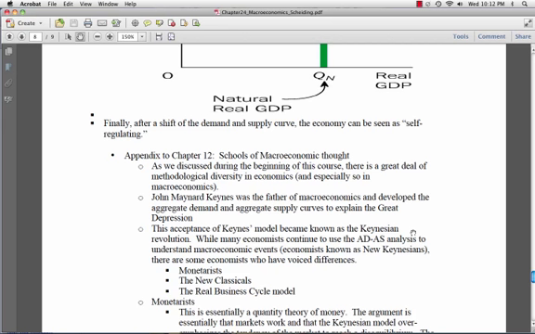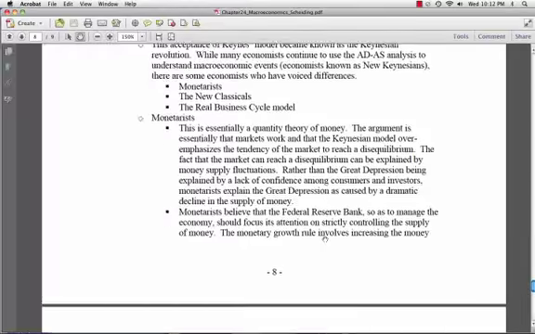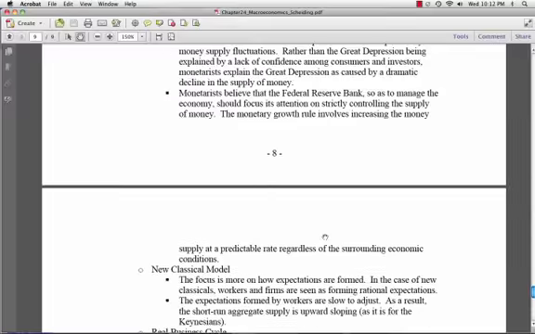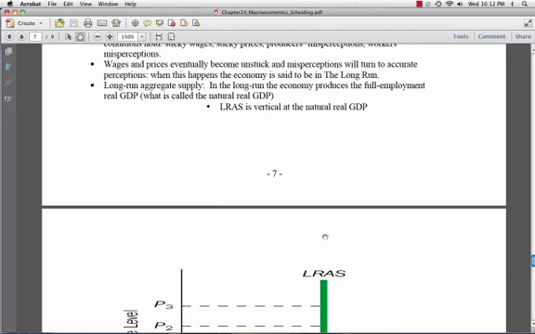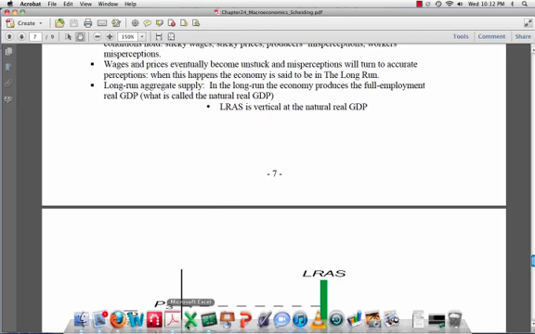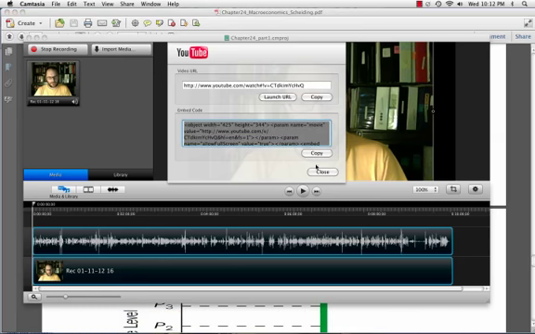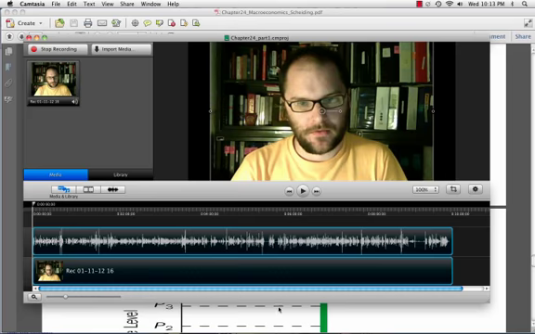Okay. I know I said earlier that you should look at the appendix to the chapter and look at the schools of macroeconomic thought. I'm going to not do that. You're not going to be responsible for that on the exam. Don't worry about reading that. Don't worry about that portion for the exam. Okay. That finishes this part of the chapter.